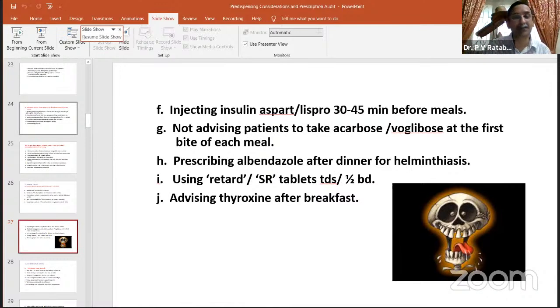And thyroxine after breakfast is again a disastrous prescribing. Thyroxine has to be taken almost 2 hours before breakfast. If not 2 hours, at least 1.5 hours. Nothing should come between, because thyroxine is a very, very dangerous drug. It interacts with almost everything. It has to be taken alone. So these are very, very important kinetic errors, and you can definitely help in the capacity of a pharmacist.